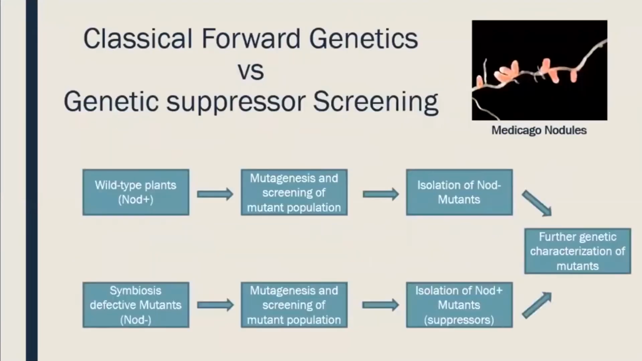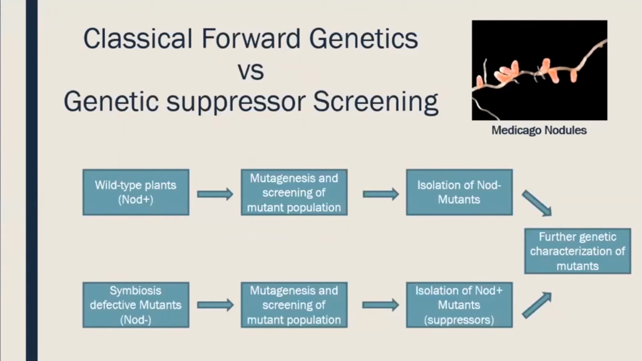Above here is a picture of Medicago nodules that show the phenotype NOD+. In a classical forward genetic approach, we take wild-type plants that show that phenotype, NOD+, which means that the genes are always turned on for nodulation. We then mutagenize and screen that mutant population, and from that screening, we isolate NOD- phenotype mutants.